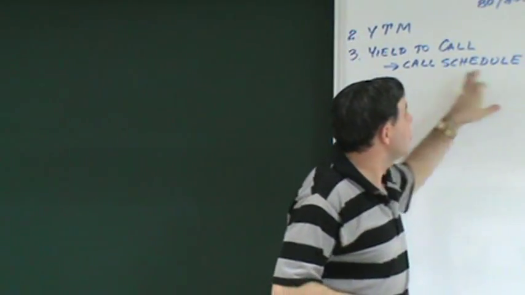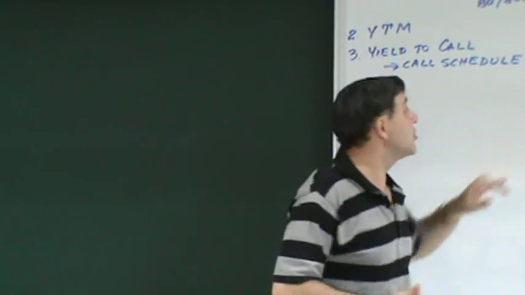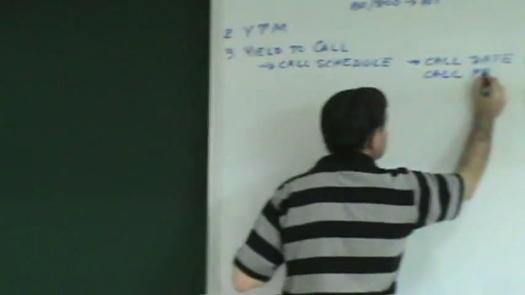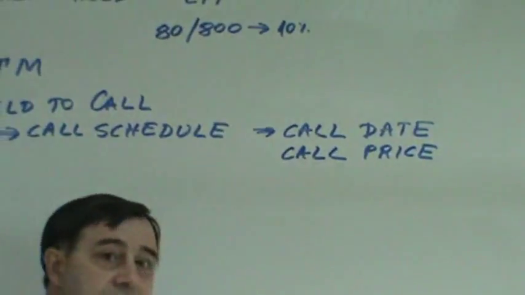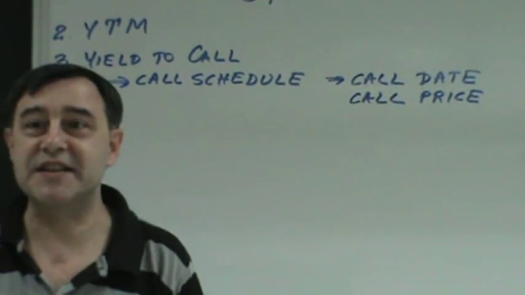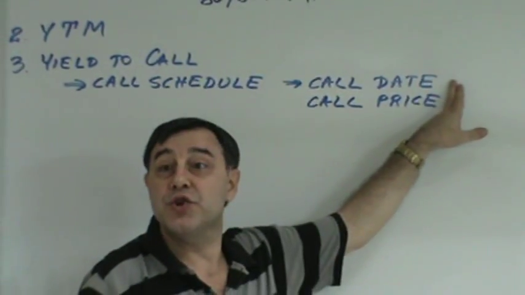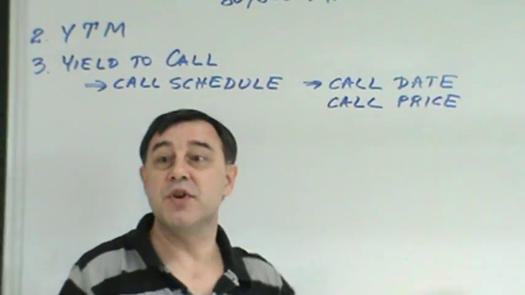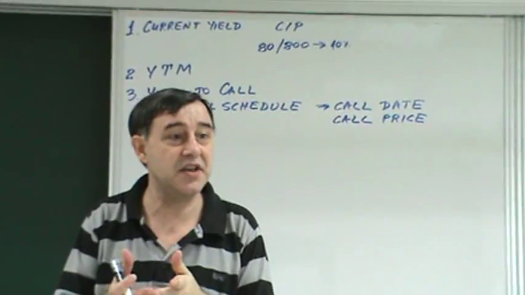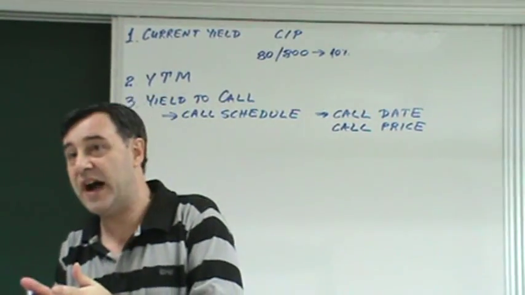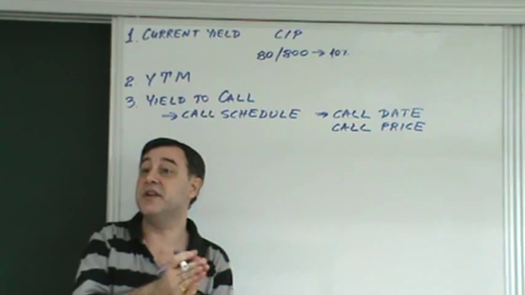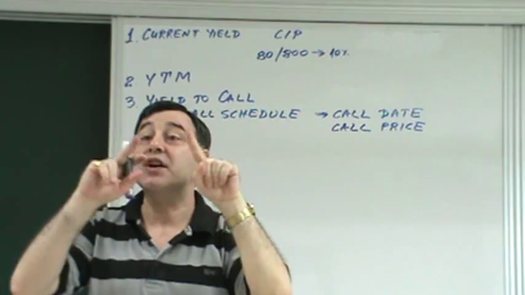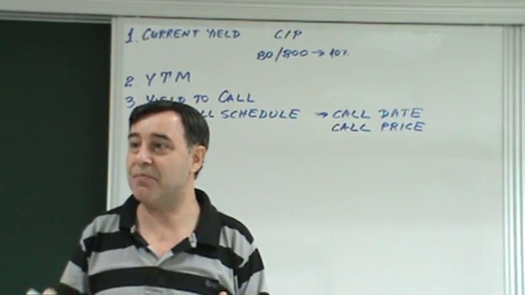So the call schedule is going to give you a call date, and it's going to give you the call price. So it basically says if you want to call it in 2016, the price is going to be 106. You want to call it in 2017, the price is going to be 105. You're going to call it in 2018, the price is going to be 104. Basically, it is written in the bond indenture upfront.